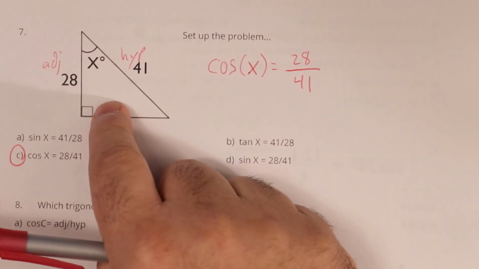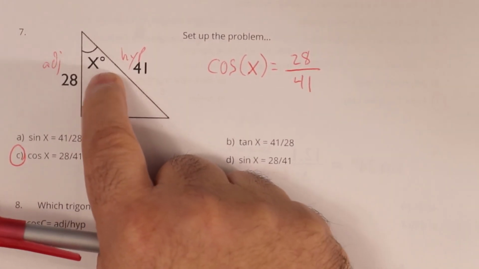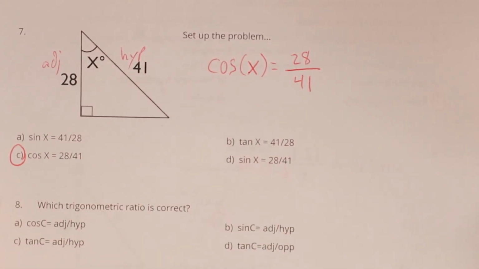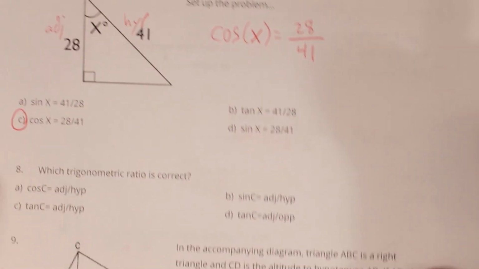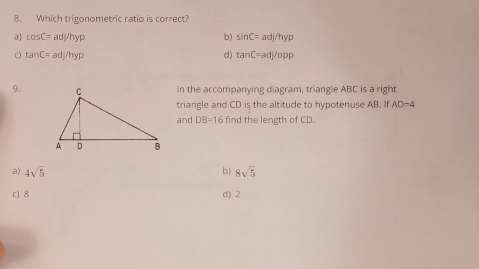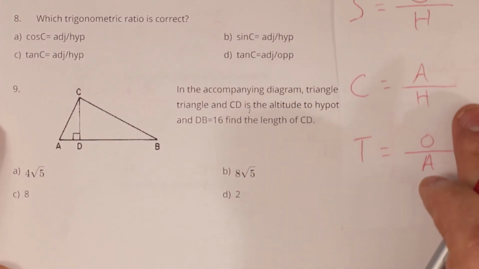Now the second part of chapter 8, I'm going to show you guys how to find the angles with these missing sides. But for right now, we're just working forwards, and we're going to go in reverse after we do this quiz you're going to have on Friday. So which trig ratio is correct? Let me get my little notes right here.